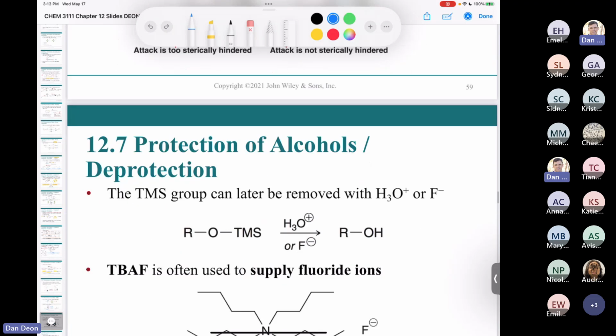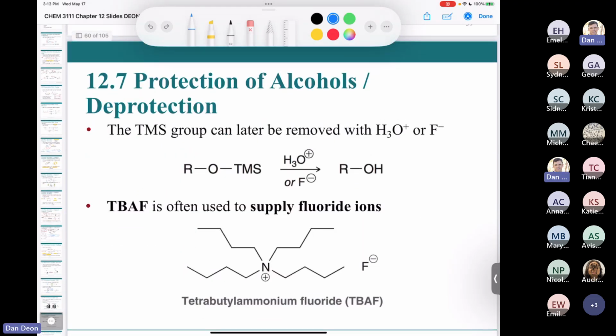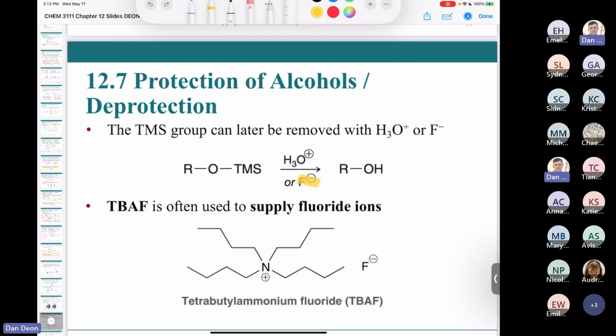Good question. The way that we remove it is there's two possibilities. You can just treat it with aqueous acid, H3O+. That'll remove the whole thing. Or you can treat it with a source of fluoride ions. And if you're wondering, well, where do I get fluoride ions?